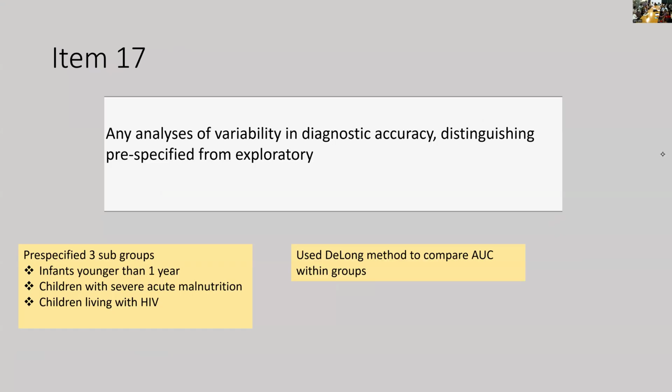They already had some pre-specified subgroups that they wanted to analyze. That is infants younger than 1 year, children with severe acute malnutrition, and children living with HIV. And to look for any variability, they used the DeLong method to compare AUCs within groups.